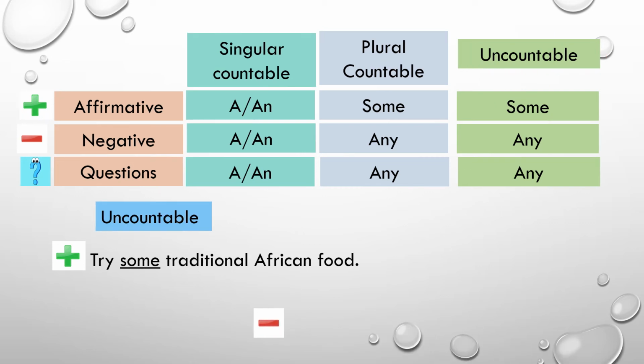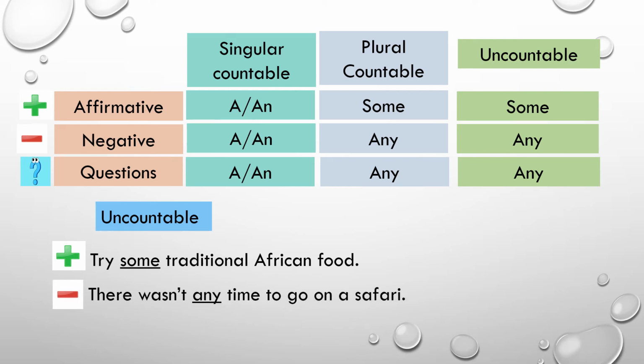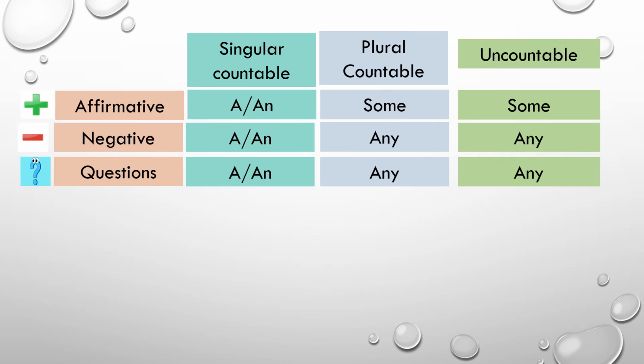How about negative sentence? Macam mana dengan ayat negatif? There wasn't any time to go on a safari. Tidak ada masa nak pergi safari. Time is uncountable. We use any because it is a negative sentence. Time ialah uncountable. Dan kita gunakan any sebab ayat ini ialah ayat negatif.